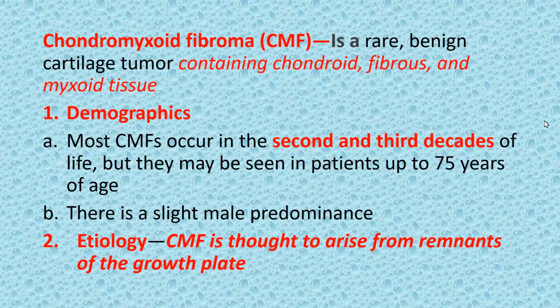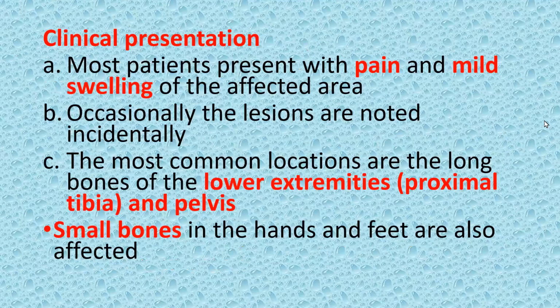Most patients present with pain and mild swelling of the affected area. Occasionally, the lesions are noted incidentally. The most common locations are the long bones of the lower extremities, proximal tibia, and pelvis. Small bones of the hands and feet are also affected.